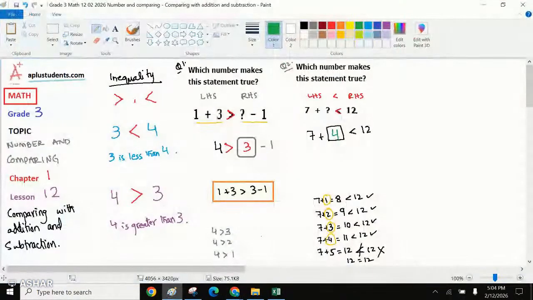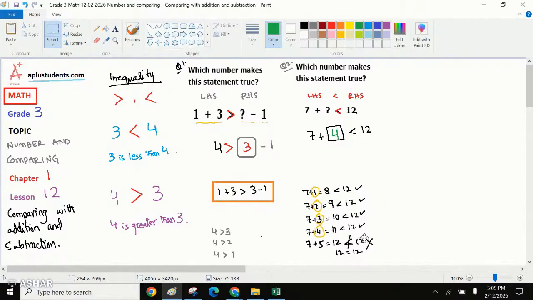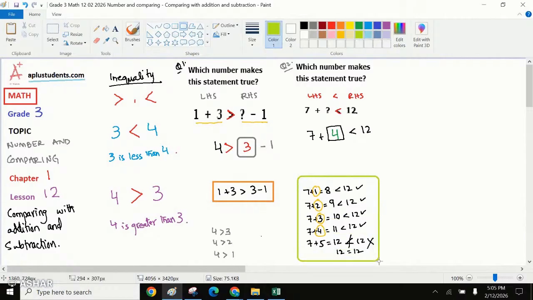7 plus 4 is less than 12. So from the choices, we can take any number. We had 4 possibilities over here. Out of those 4 possibilities, we can select any possibility that we find feasible. Okay. Moving ahead with the next one.